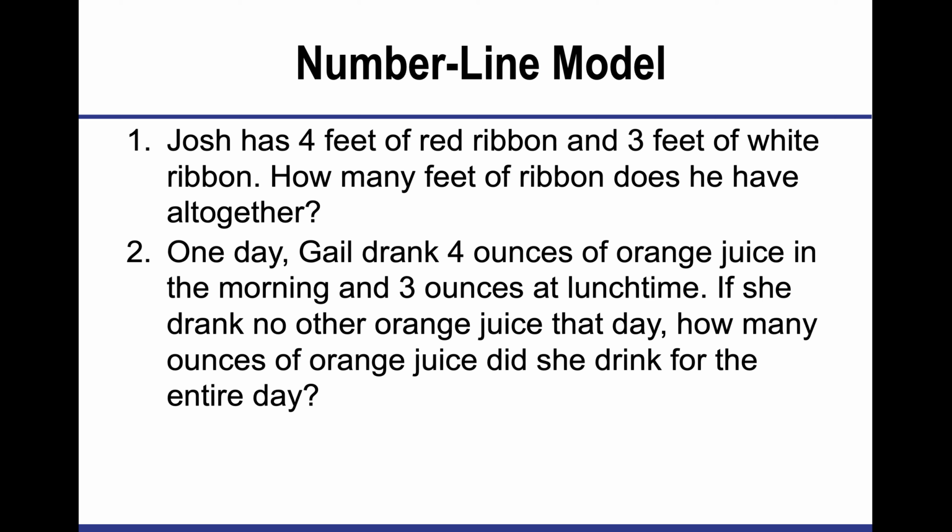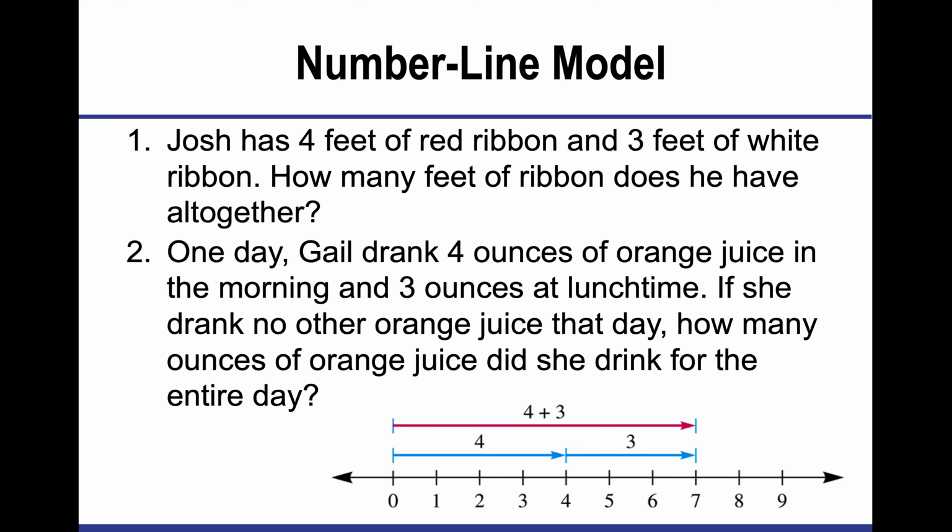Another example would be the one with Gail. So these are some basic ways to show this on a number line for students. I start at 0. I have 4 feet of red ribbon and 3 feet of white ribbon. And really, it's helpful if you use colors that you can do on your board. So if I said 4 feet of blue ribbon and 3 feet of red ribbon, then I could actually show it in those colors. And I say, okay, all together I have 1, 2, 3, 4, 5, 6, 7.